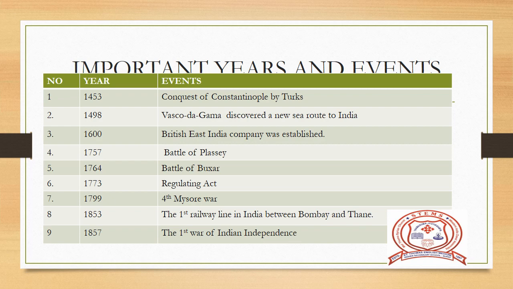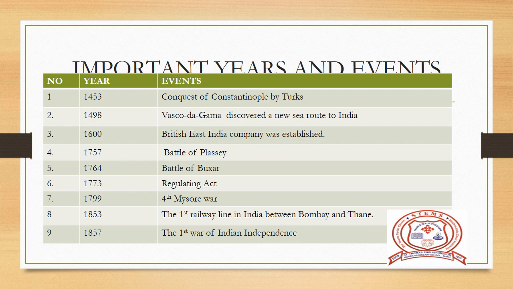Now we learn about the important years and events of this chapter. First one, 1453. The Turks captured Constantinople in 1453. As a result of this, the Europeans were forced to discover new sea route to India. In 1498, Vasco da Gama discovered a new sea route to India. In 1600, the British East India Company was established.